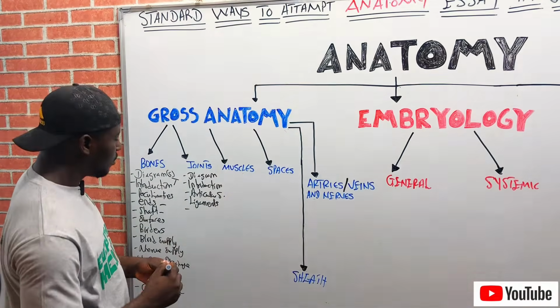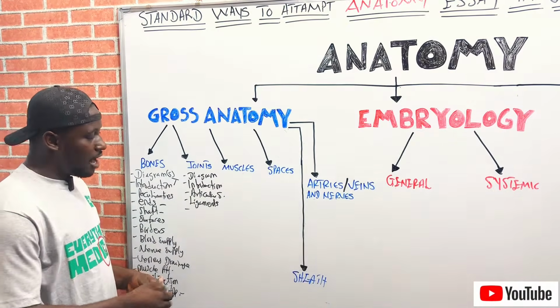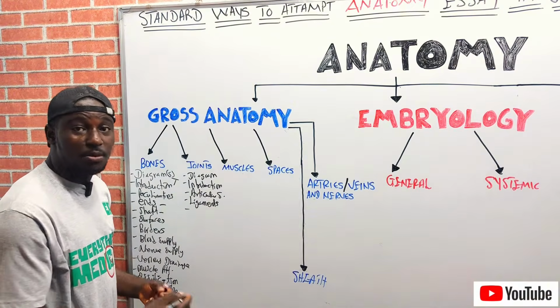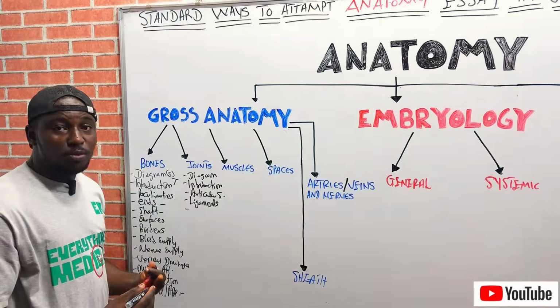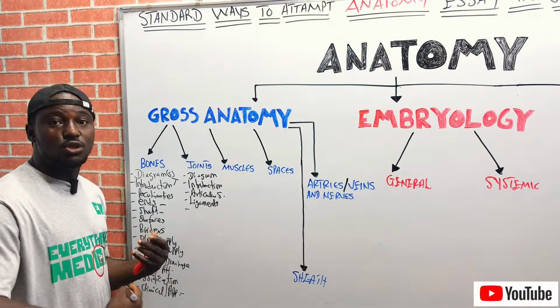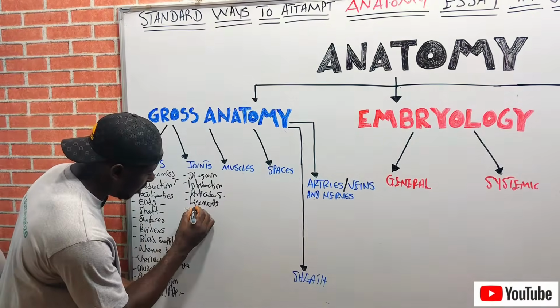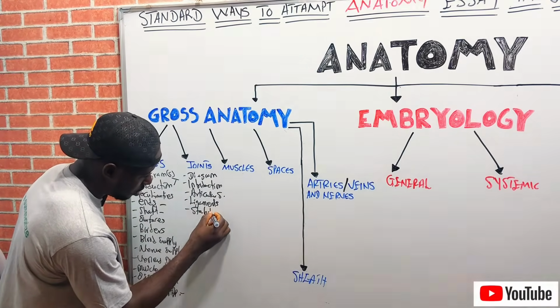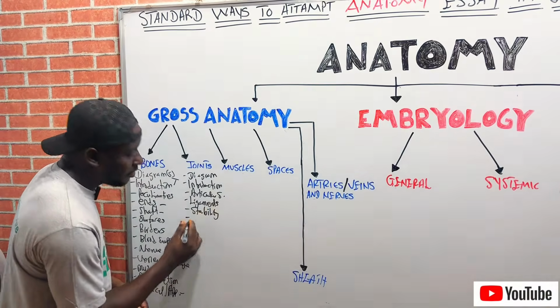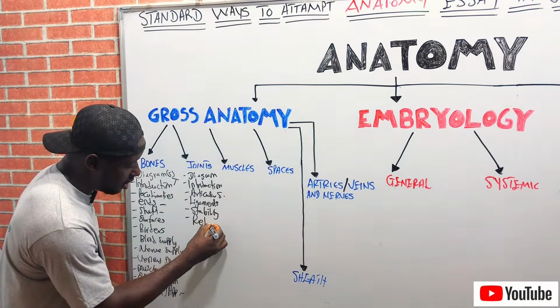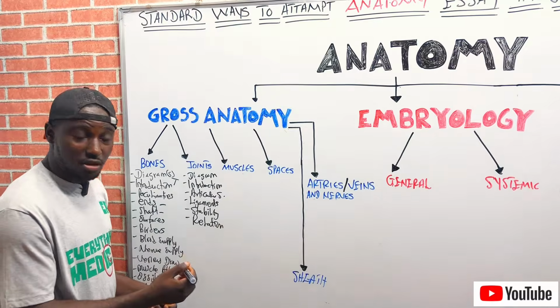Ligament, right? After ligament, what will follow next? It is the stability, because it's a joint. Something must stabilize it so that it will keep on performing its function. So, stability. After stability, we have relations, because it's a joint. We must have relational structures.